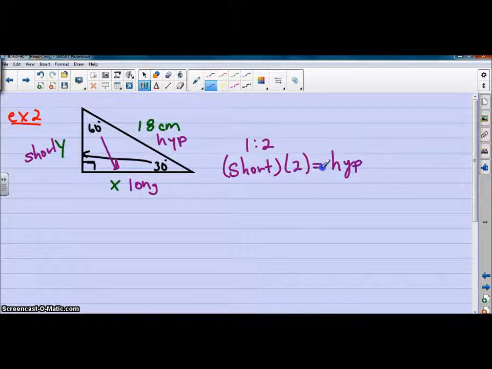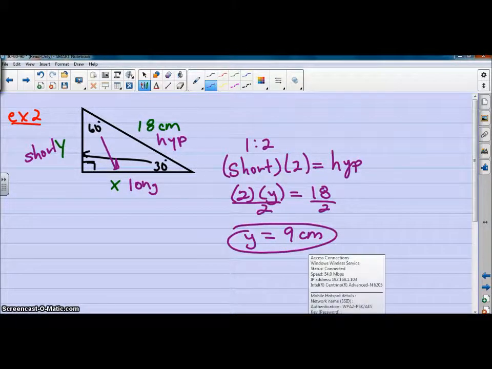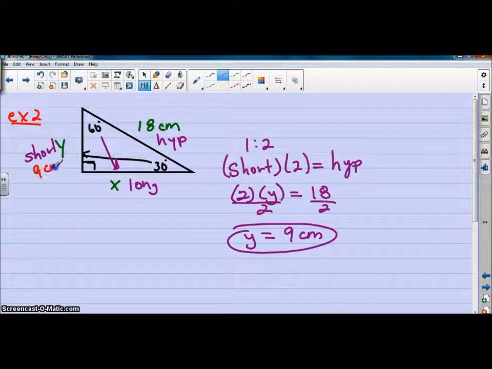So basically I need to get shorter, smaller. Smaller means division, so I'm going to be taking my 2 times my y, because y is my short, equal 18. And so I'm going to divide by 2. So y is 9 centimeters. That's half of my hypotenuse. Now that I have my short side at 9 centimeters, I'm going to take the 9 centimeters and times it by the square root of 3 to get the long, because the formula says that if I take the short times the square root of 3, I will get the long.